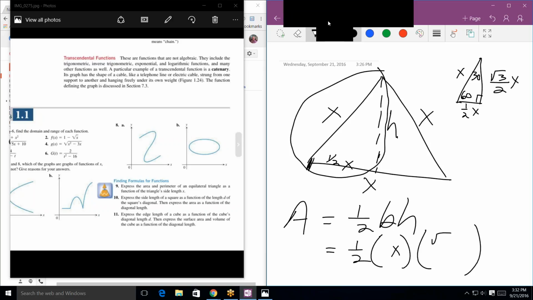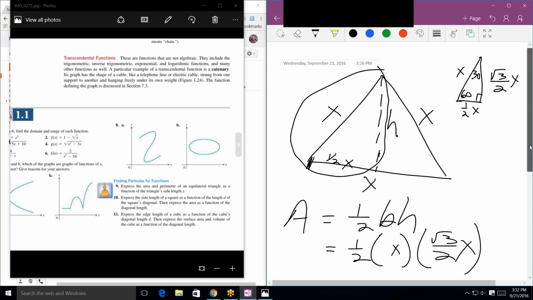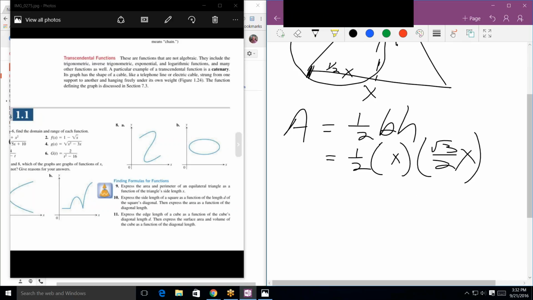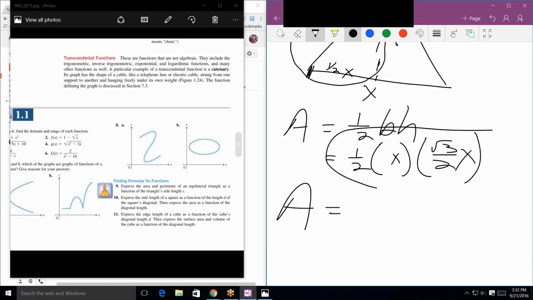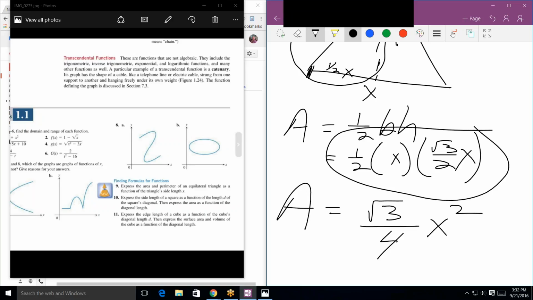Square root of 3 over 2 x, which means my area is what? And they want you to give the area as a function of x. 1/2 x, multiply all of that together and simplify. Square root of 3 over 2 x squared. Square root of 3 over 4 x squared. See why? Yes. In other words, I have to multiply numerators and denominators.